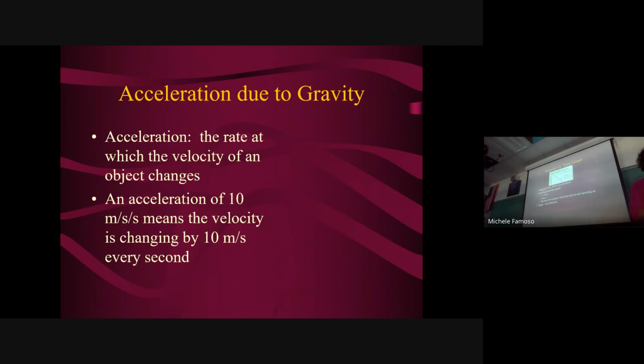Remember as well that the slope of that graph would give us the acceleration of the object that's dropped. So in this case, we would expect a slope that's about negative 10 meters per second per second. To be precise, that would be negative 9.81 meters per second squared.